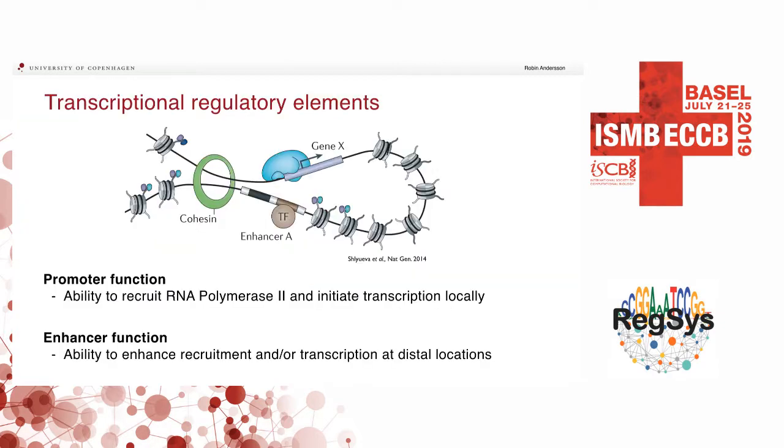So we're interested in promoter and enhancer function. To get us all on the same page, we consider promoter function the ability to recruit RNA polymerase II and initiate transcription locally. We consider enhancer function the ability to enhance recruitment and/or transcription at distal locations. Right.